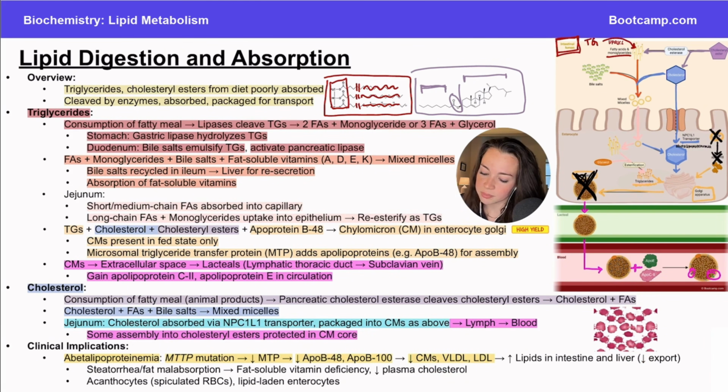What that means is you're going to get a buildup in the enterocytes and in the hepatocytes due to the decreased export. We don't have the moving boxes to get all those things out of those places.